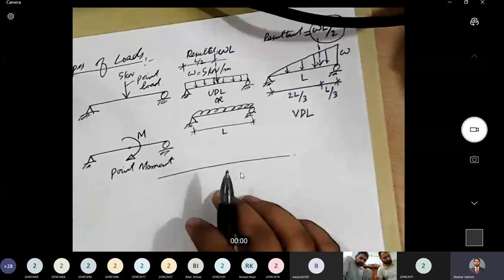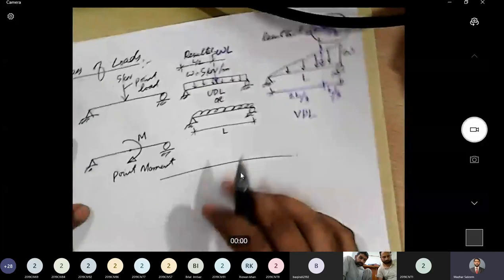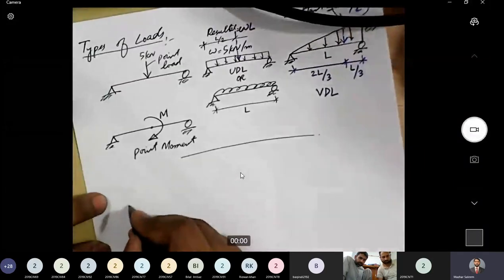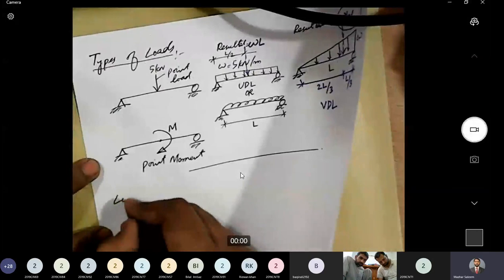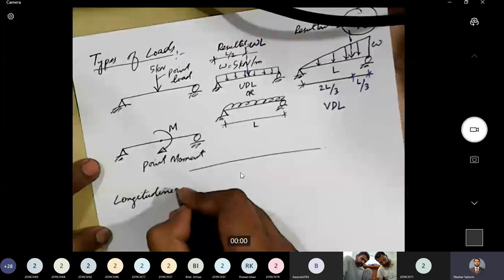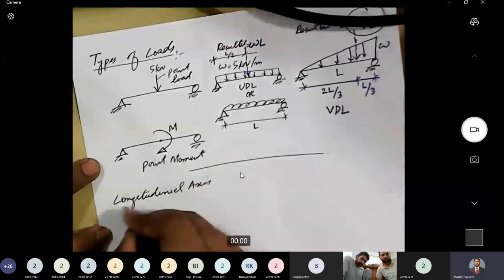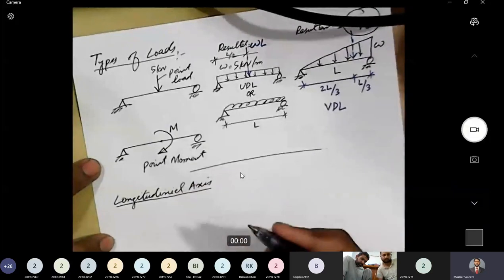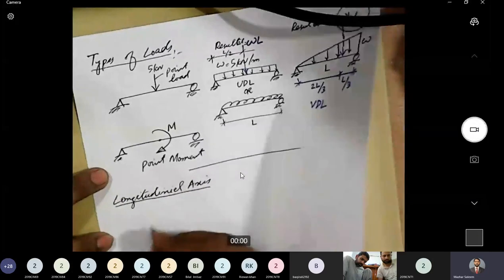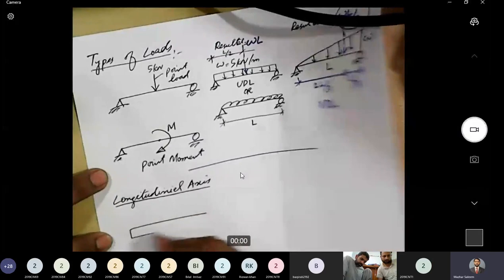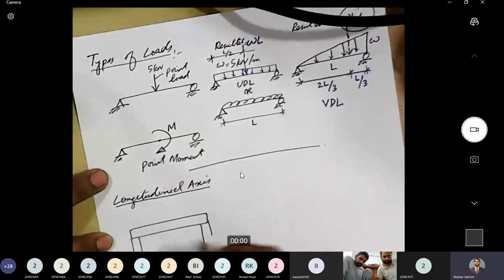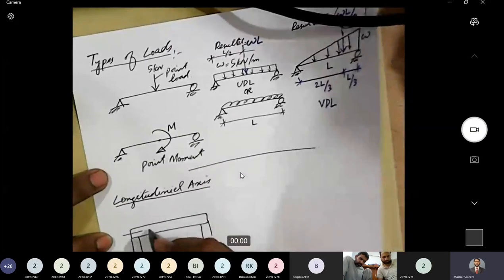Then there are some other basic terminologies that you already know. For example, longitudinal axis. What do we mean by a longitudinal axis? The longitudinal axis of the member is along the length and it passes through the centroid of the cross section. For example, if I say this is a beam, so here is its longitudinal axis.